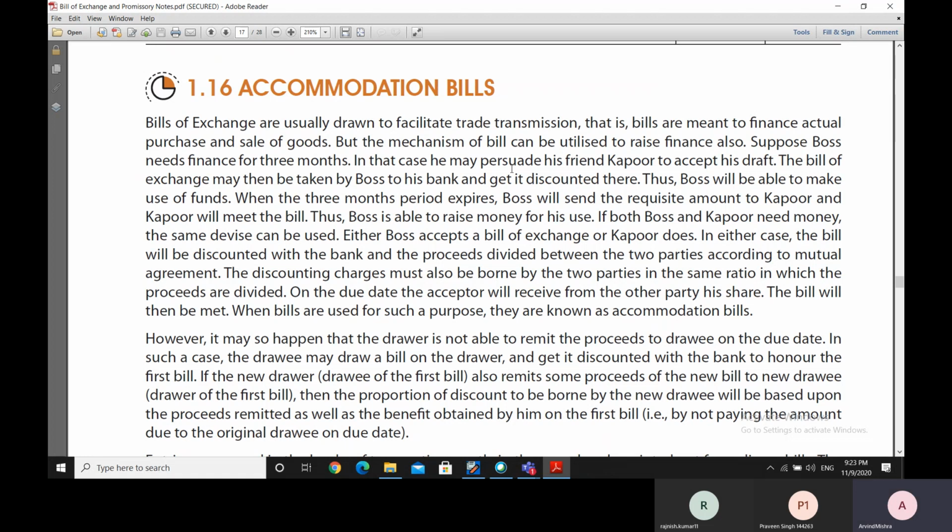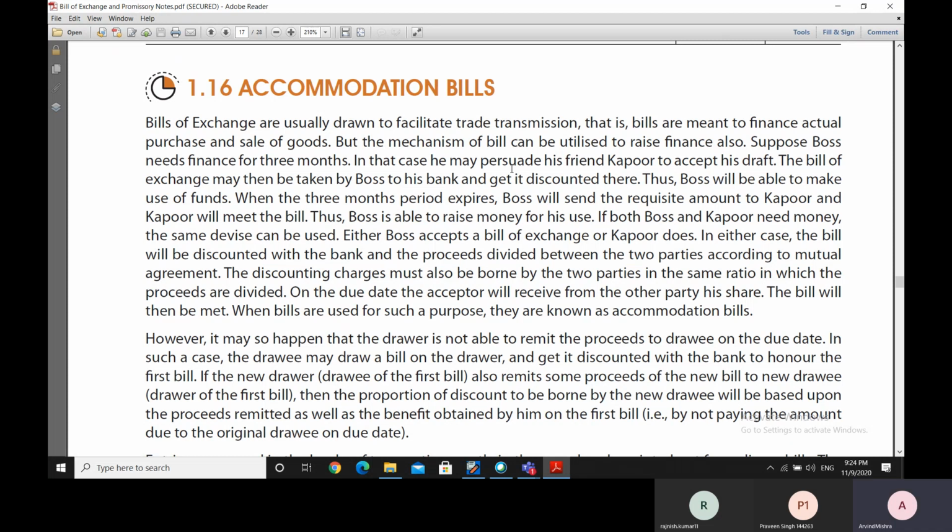Now let us understand this with the help of an example. Now suppose that boss needs finance for 3 months. So boss can persuade his friend Kapoor to accept his bill or accept the draft of his bill, because he needs finance for 3 months, and though there is no transaction with Kapoor, he will say to Kapoor, Kapoor, please accept this draft of the bill. And once Kapoor accepts the draft, then the bill of exchange will be taken by boss to his bank, and he will get it discounted.